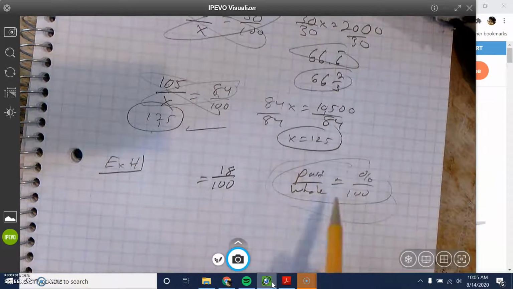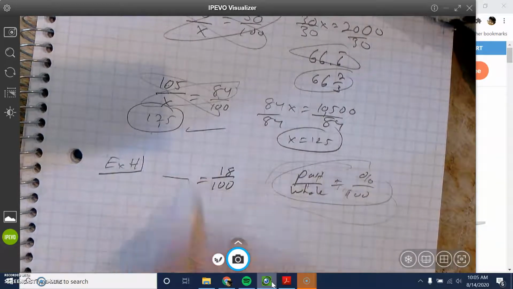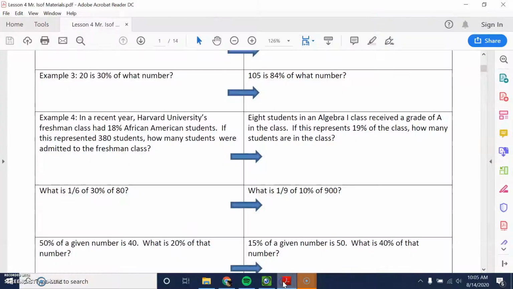So if I don't know Mr. Isof, I'm going back to this. This is where I need to go. And so now, I'll go back to the problem. In a recent year, Harvard University's freshman class had 18% African American students. If this represented 380 students, how many students were admitted to the freshman class?